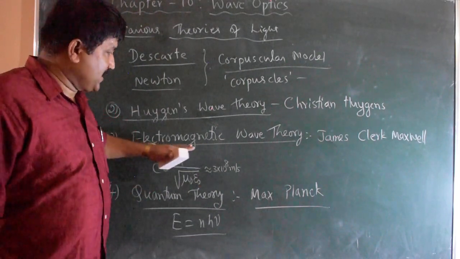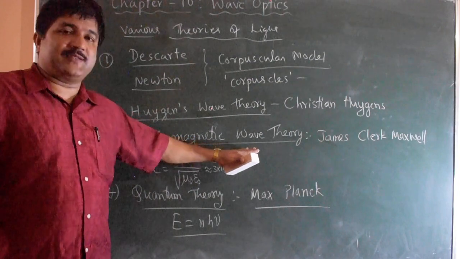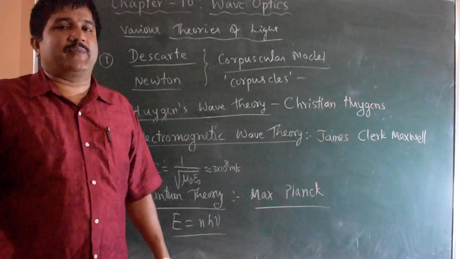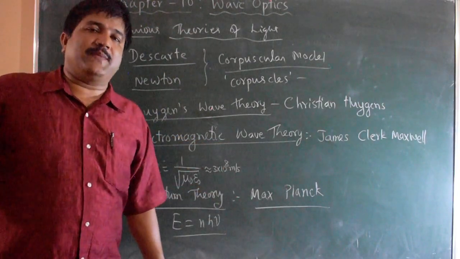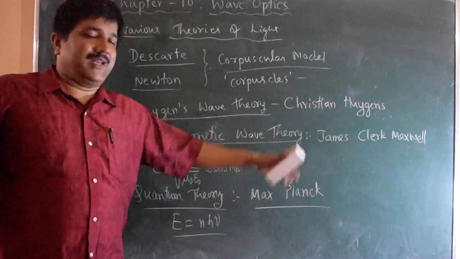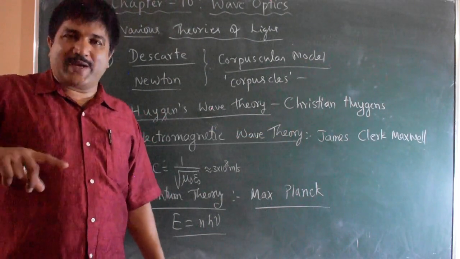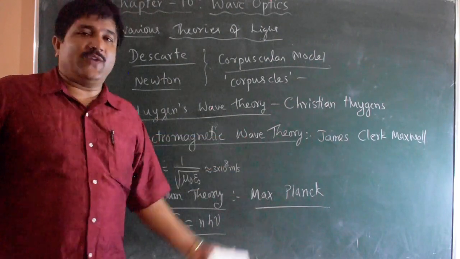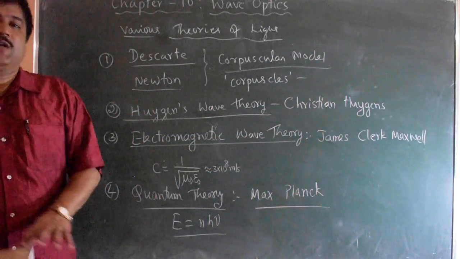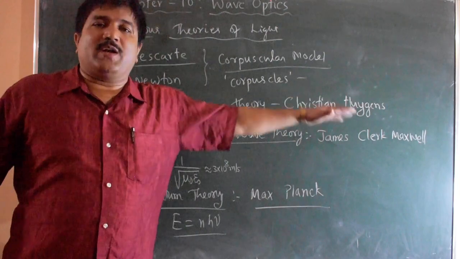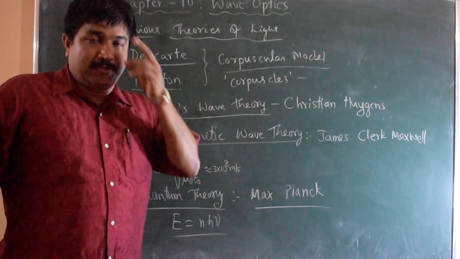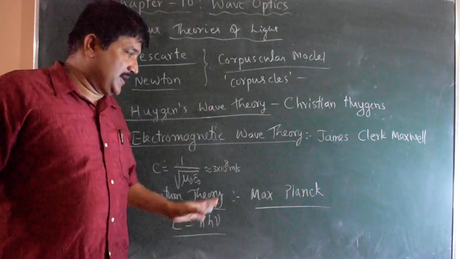But while propagating, according to electromagnetic wave theory, light is an electromagnetic wave. It has electric and magnetic field waves, that is, electric and magnetic field oscillations. In the form of these oscillations, the light propagates from one point to another. So this is the basic idea.